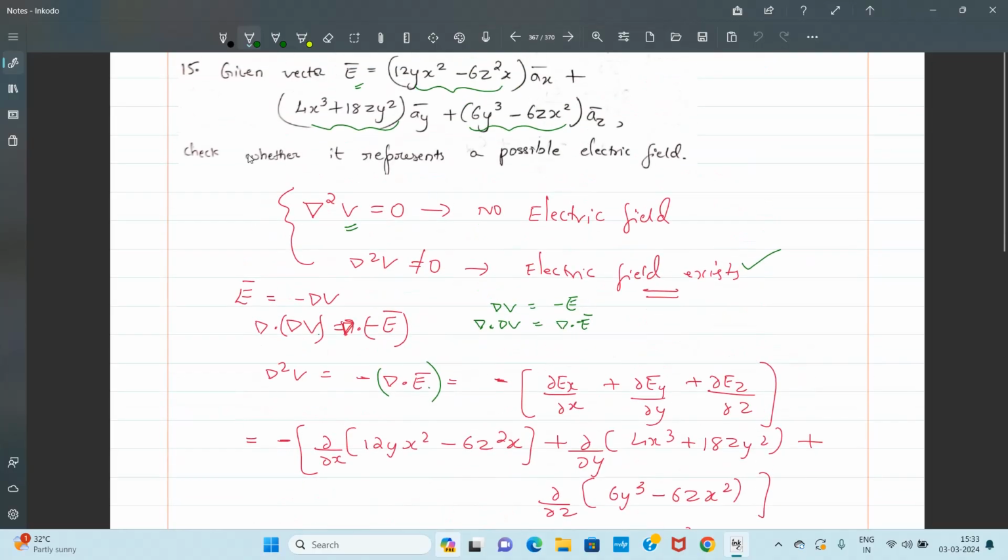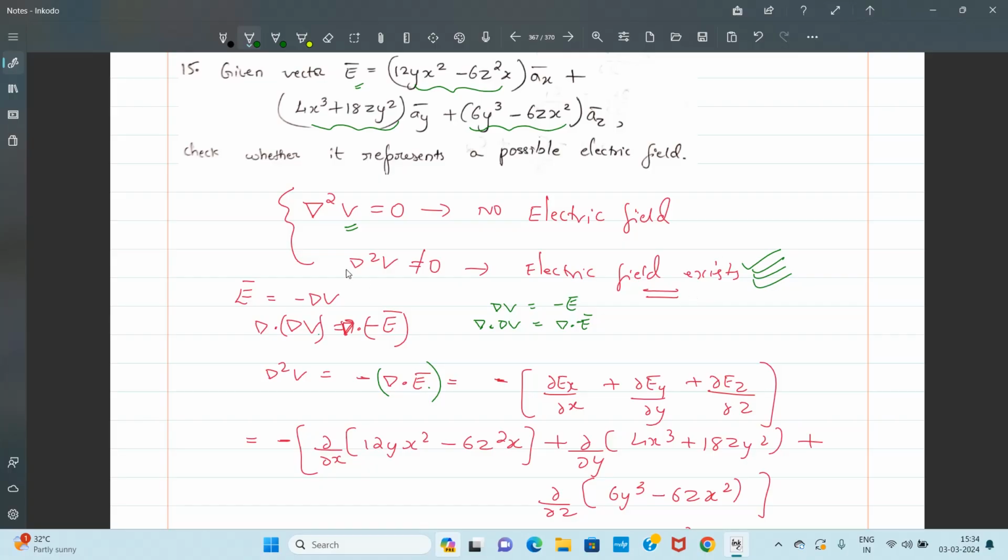The next problem. They've given a vector E. The equation is given for intensity and they're asking you to check whether it represents a possible electric field. Okay. So how do you check whether it exists or not is, if I do this operation del square V and if I get the answer as 0, then it means that this particular E does not exist. But if I don't get the answer as 0, then it says that the electric field exists in that region. And they are asking you to show, to check whether it exists.